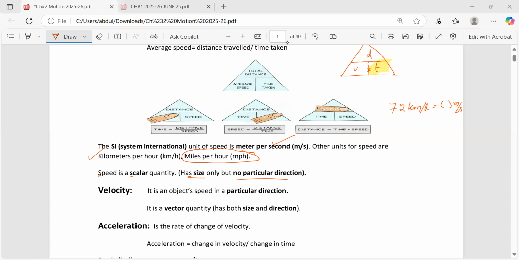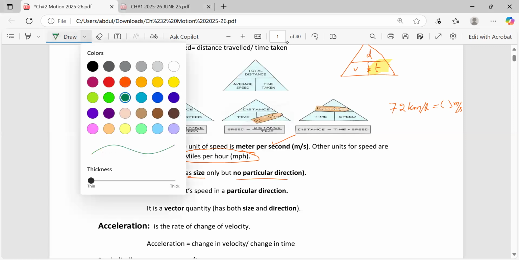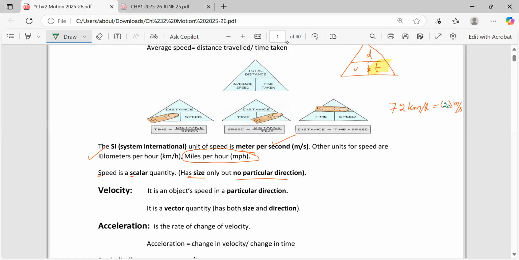See now. All of you said the answer correctly. That is 20 meters per second. But why? What should we do? 72 kilometers per hour. We want it in meters. A bigger unit is going to be converted into a smaller unit. So we will multiply. Kilo means 1,000. Now 72 times 1,000 will be 72,000, and it will be converted into meters per hour.